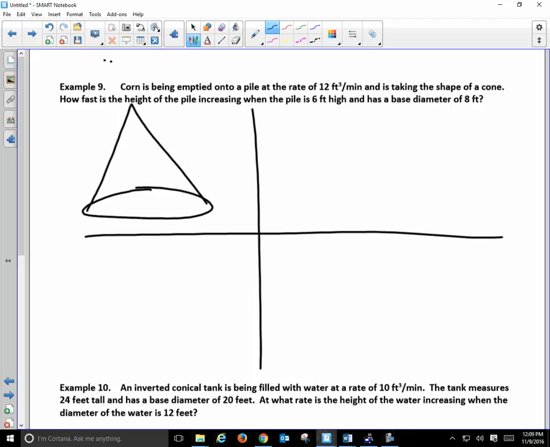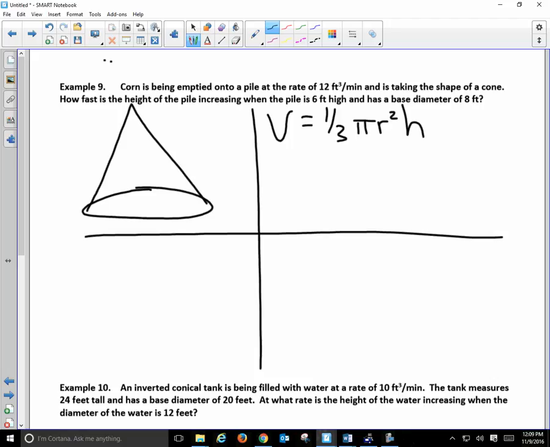Now you can do this problem at home. Okay? I want you guys to try it. Do an experiment. See if it works out right. Corn is being piled at a rate of 12 cubic feet per minute in the shape of a cone. I need to figure out the volume of a cone first. Does anybody know what that formula is? 1/3 pi r squared h.